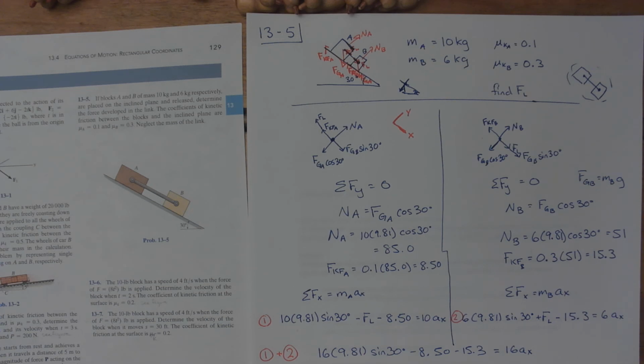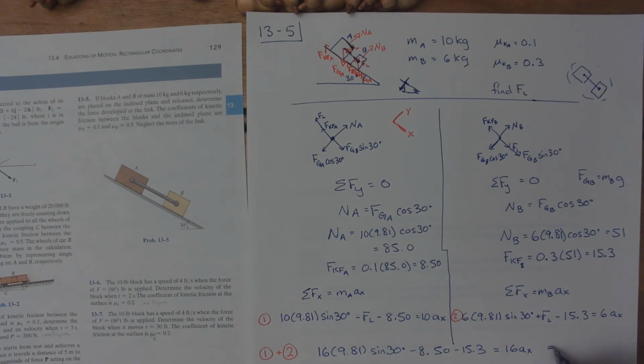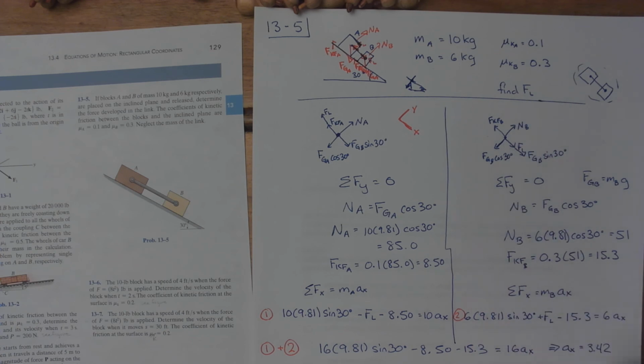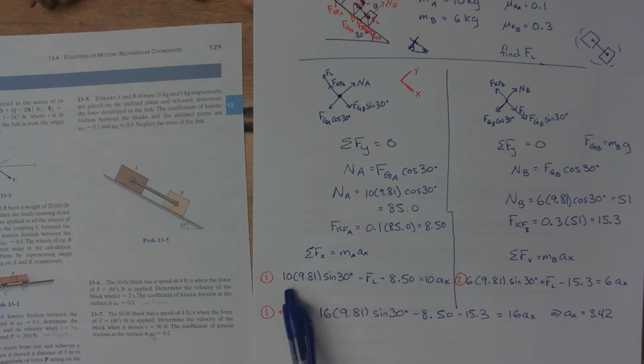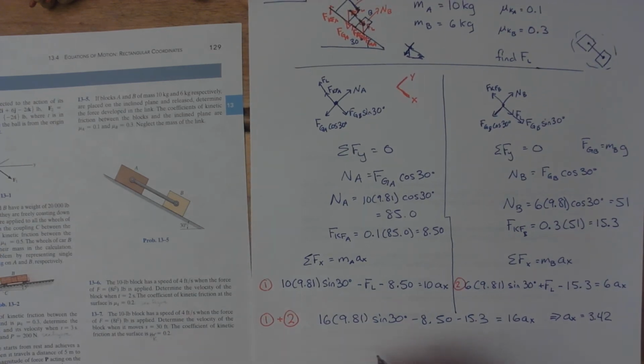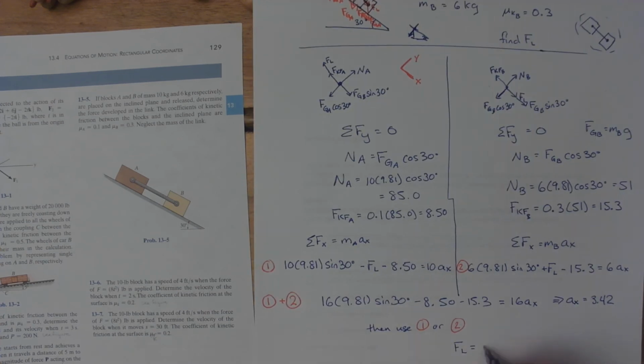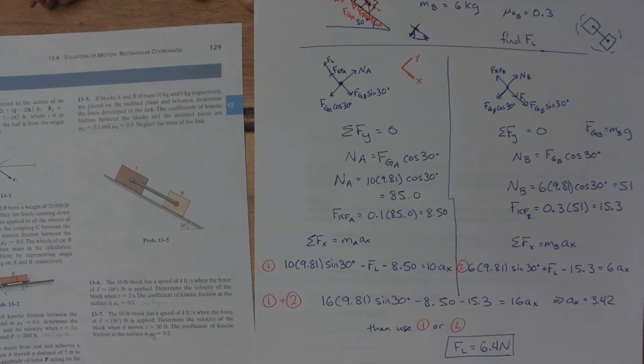Well, you can solve this for the acceleration on your own, and you should get 3.42. And then after you get that, what do we want? We want the force of the link. You could either use equation 1 or equation 2, and in either case you should get the force of the link is equal to 6.4 newtons. And that concludes problem 5.